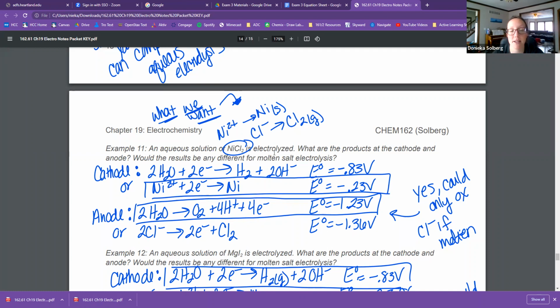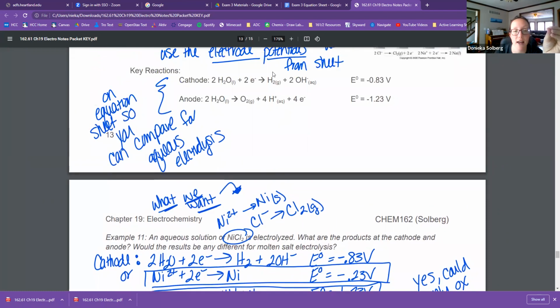Said, would the results be any different for molten salt electrolysis? Well, they would, because in molten salts, I get what I want. So I would be able to make nickel solid and chloride gas or chlorine gas. Okay, so they would be different. Okay, so why don't you try example number 12? Make sure you pull from right here, and I'm going to fix the equation sheet so that that doesn't happen. So go ahead and pause.